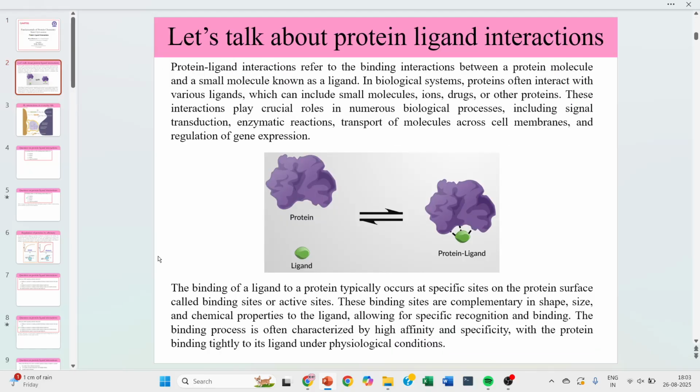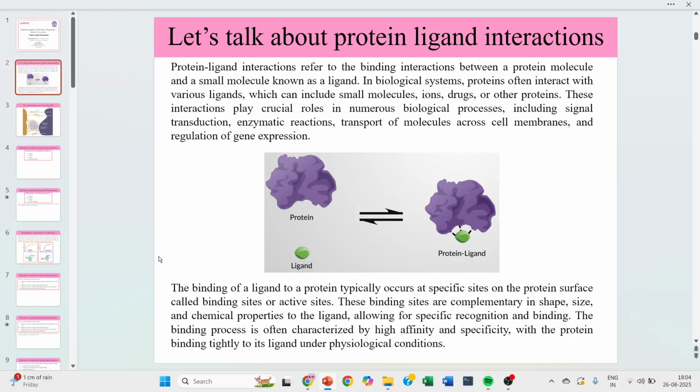So firstly, let's talk about protein ligand interactions. Protein ligand interactions refer to the binding interactions between a protein molecule and a small molecule, that is, a ligand. In biological systems, proteins often interact with various ligands, which include small molecules, ions, drugs and other proteins. These interactions play a very important role in numerous biological processes, including signal transduction, enzymatic reactions, transport of molecules across cell membranes and regulation of gene expression.